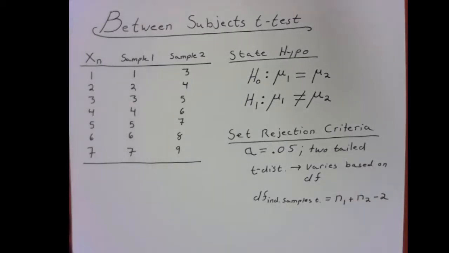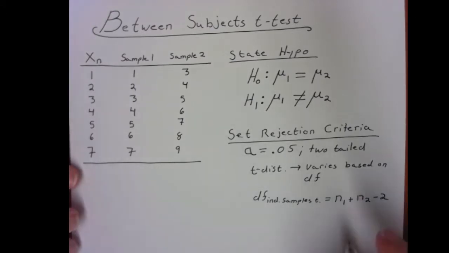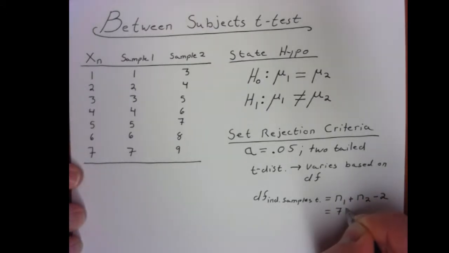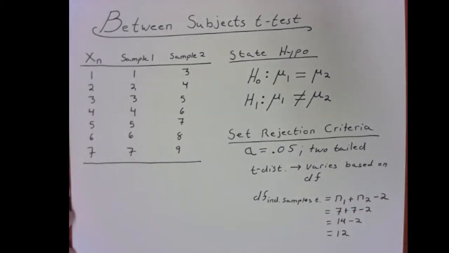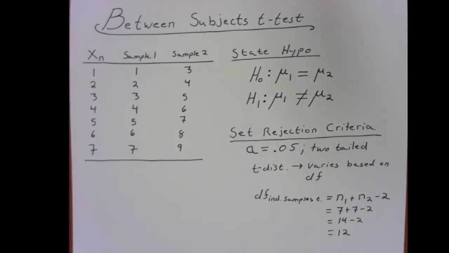Now, we can go ahead and calculate this out. We have 7 scores in each, so this would be 7 plus 7 minus 2, to get us 14 minus 2, to get us 12. Okay. Now we would actually go to a table and ask, okay, what's our degrees of freedom? And usually that's the furthest left-hand column. Okay, what's our alpha level? And in how many tails is it? 0.05 and 2 tails, to come up with a critical value of 2.179.